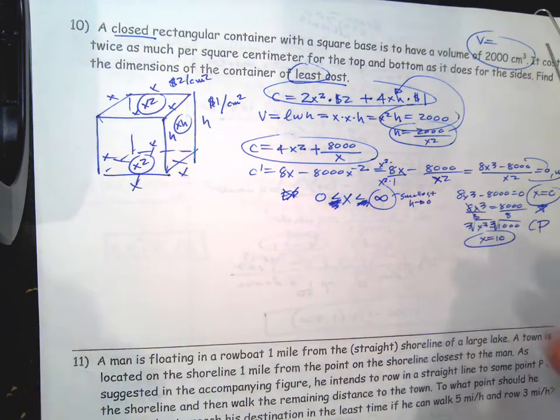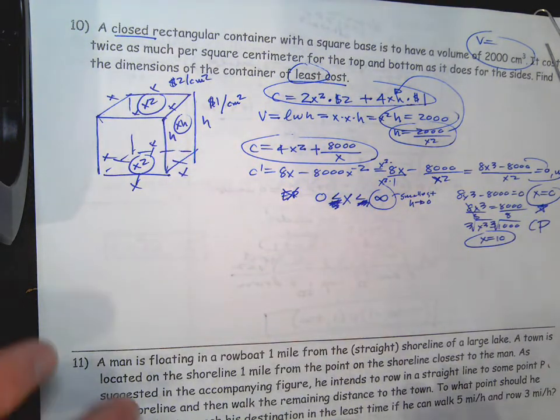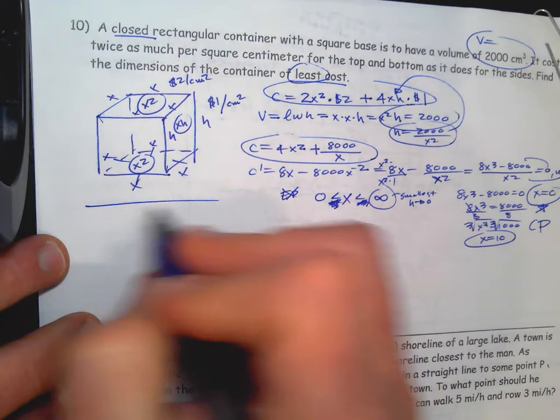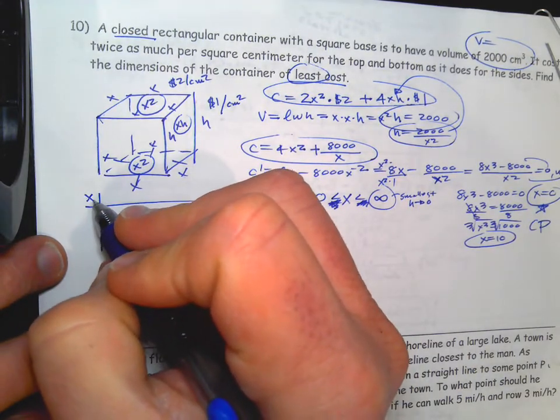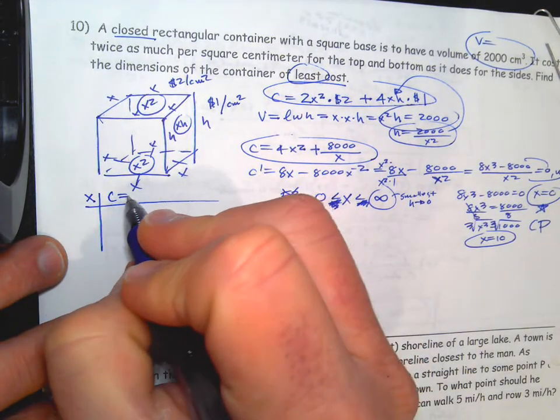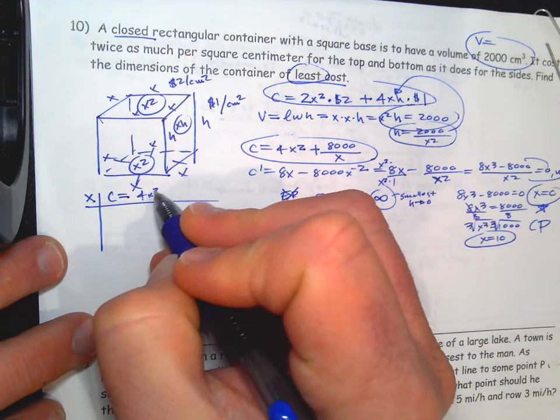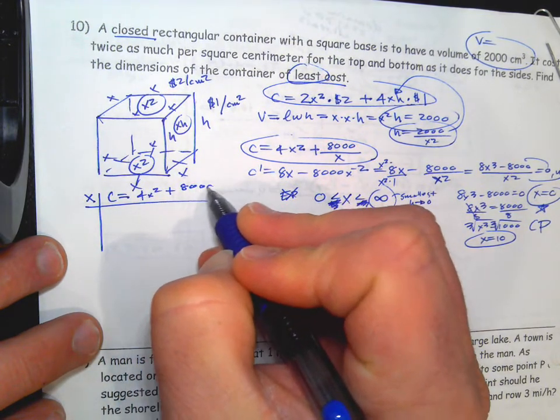Now we could kind of take a similar approach and use like a table to analyze what's going on. We could say, okay, let's plug x in here. Cost 4x squared plus 8,000 over x. But this is going to be hard to defend.